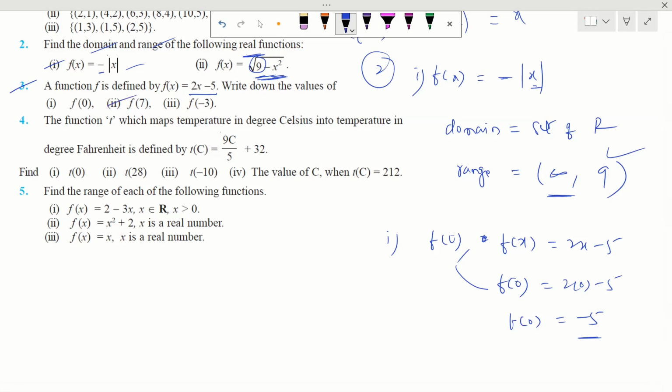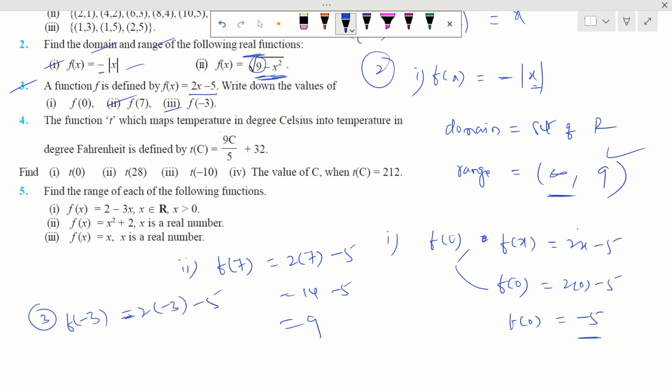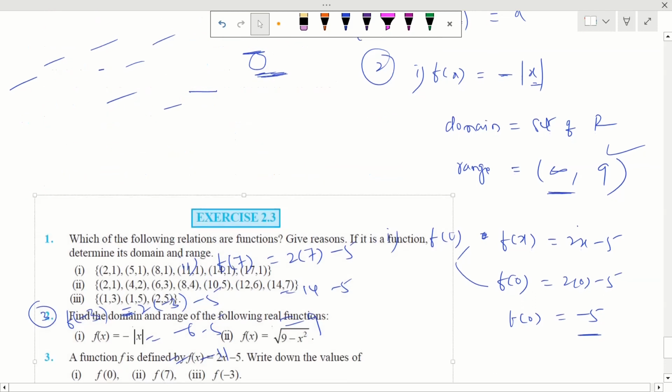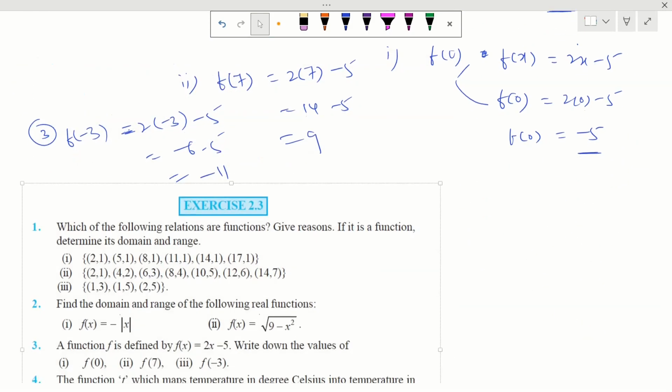And the second one is f of 7. f of 7 is 2 into 7 minus 5, which is 14 minus 5, which is 9. And the third one is f of minus 3, which is 2 into minus 3 minus 5. 2 into minus 3 is minus 6, minus 5, so we get minus 11. Okay, so this is over. Now we come to the fourth problem.